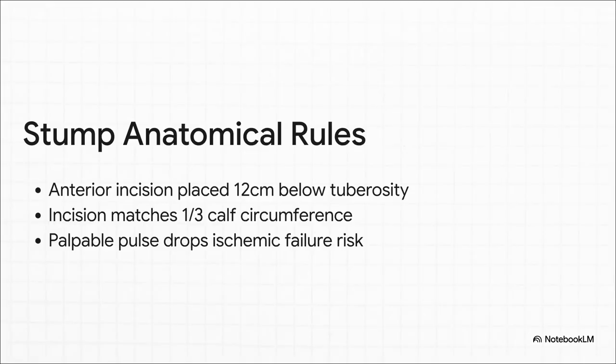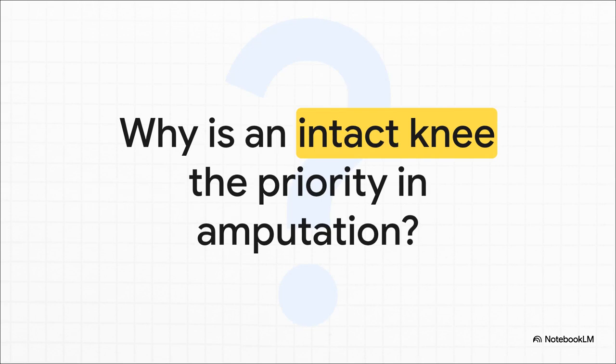To build that highly functional stump, surgeons follow some strict anatomical rules. The anterior incision sits about 12 centimeters, roughly a handbreadth, below the tibial tuberosity. The length of that cut should match about 1/3 of the calf's circumference, so you don't get those redundant, overlapping pockets of tissue known as dog ears. And finally, confirming a palpable pulse just above the cut drops the risk of the stump failing from ischemia to near zero.